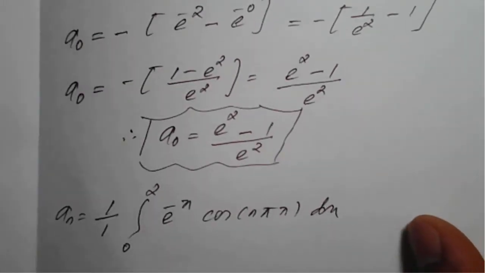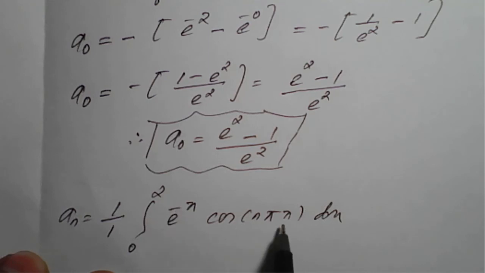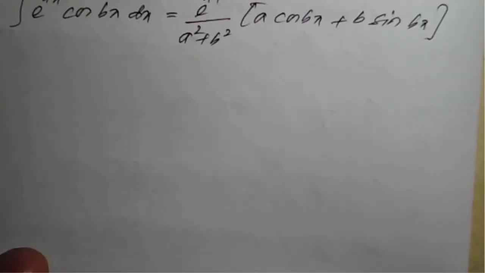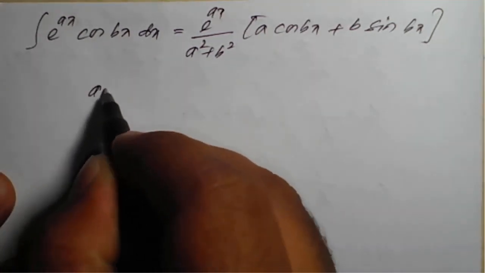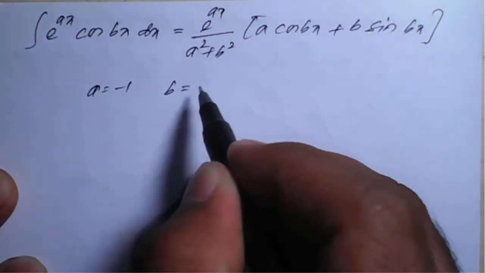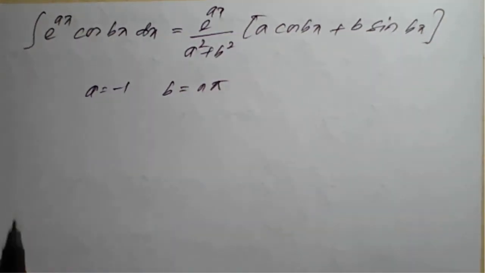So we have our previous result as what here? If you compare e raised to minus x cos n pi x, here the coefficient of this x is nothing but minus 1. So the value of a is minus 1 and the value of b is what here? N pi. So if you apply this, we'll see what we get.